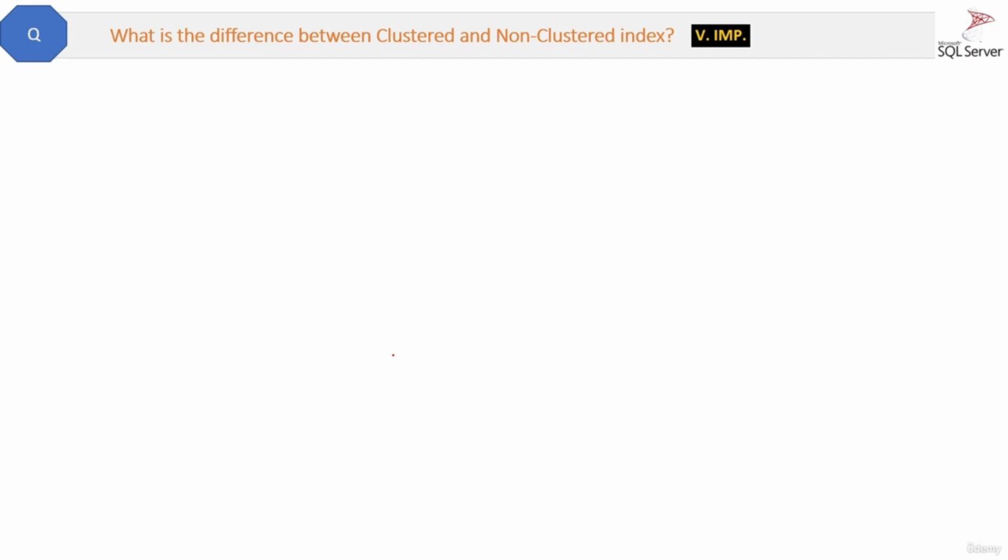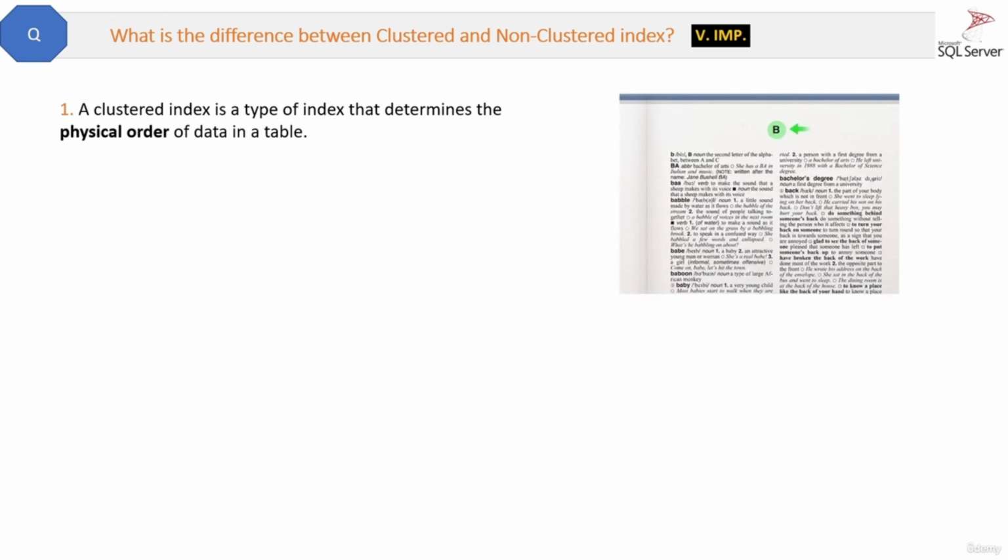This is the main question asked in the interviews, but I already explained clustered and non-clustered index separately, so this is going to be very easy for you. Let's quickly see the differences. First, a clustered index is a type of index that determines the physical order of the data in the table. It is a bit similar to a dictionary, where the index is physically stored with the data itself.